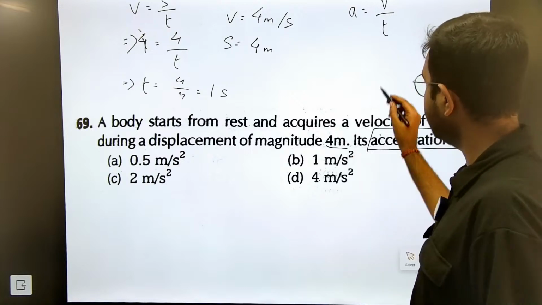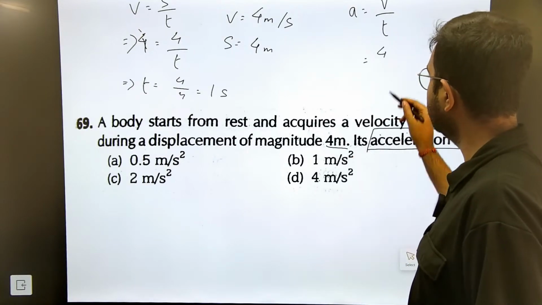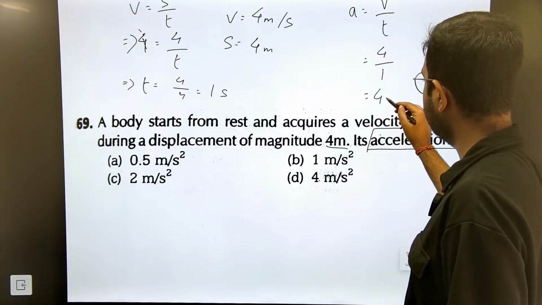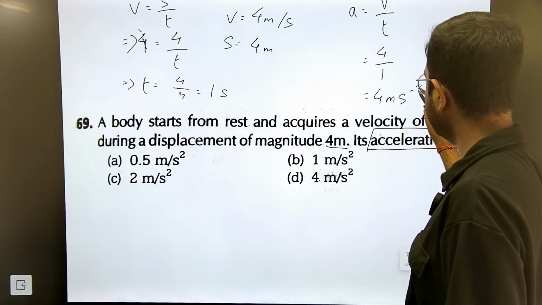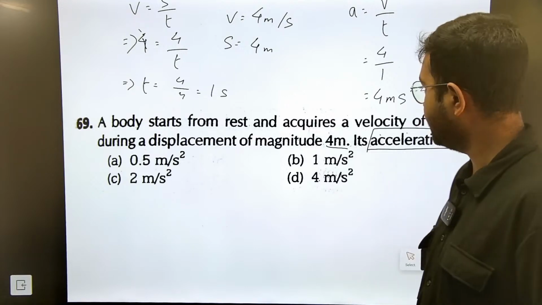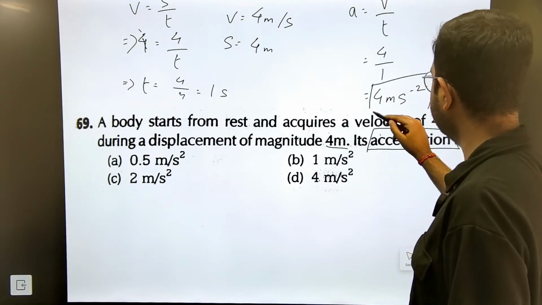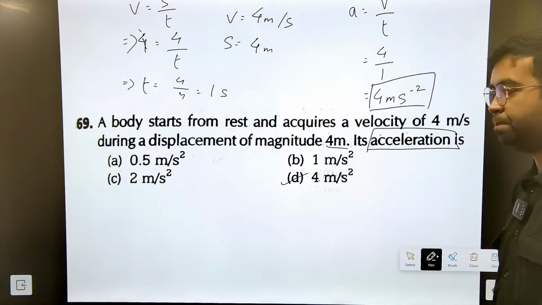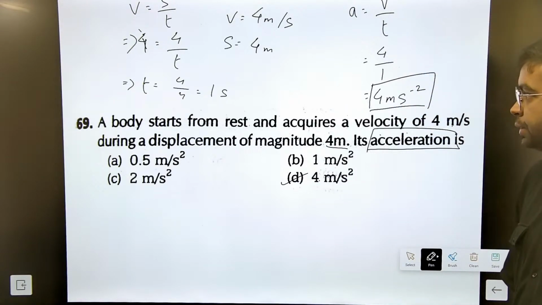ठीक है, velocity हमारा क्या है? 4, टाइम क्या है? 1 सेकेंड. acceleration कितना है? 4 मीटर पर सेकेंड स्क्वायर. ओके, you got the answer. Acceleration is 4 meter per second square. The correct answer is option D.